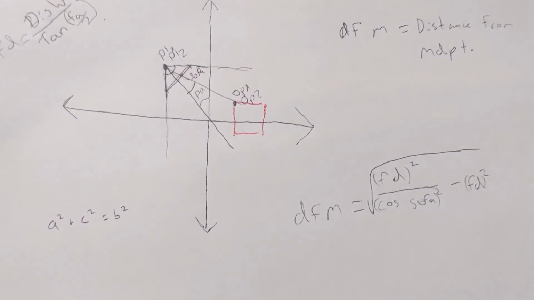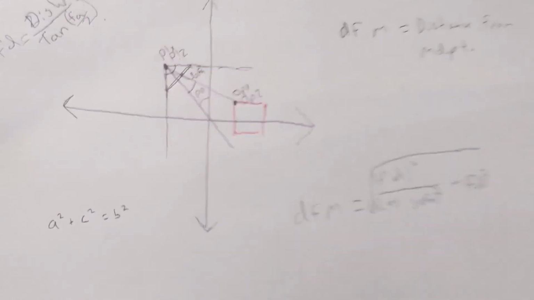To find sofa, we're going to take this regular offset angle, which is something that we'll find later, and subtract 180 and then add the player angle.